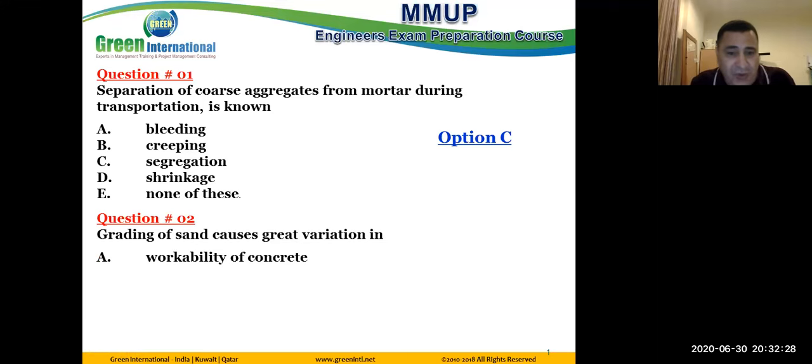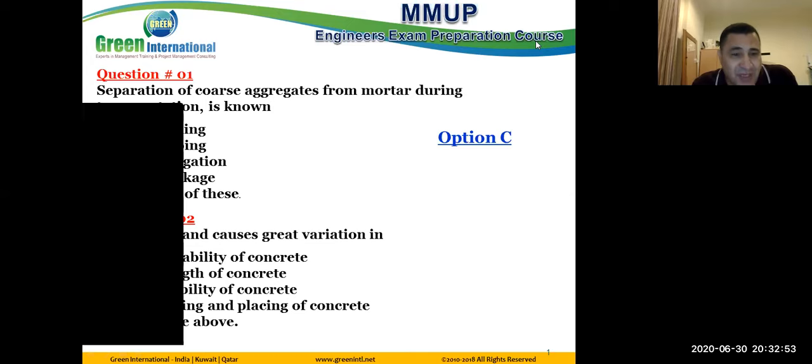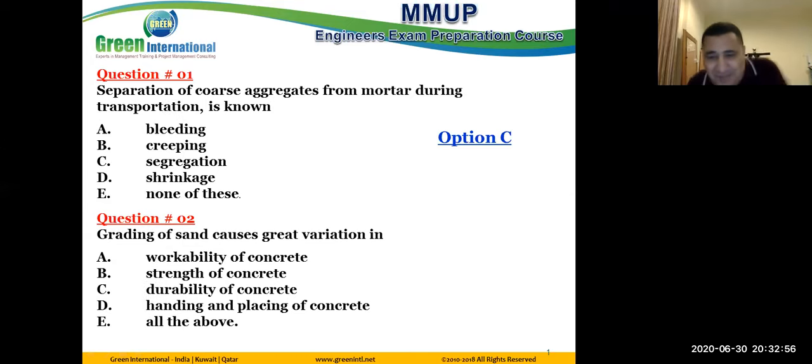Grading of sand causes grade variation in: workability, strength of concrete, durability, handling, all above. A, B, C, D, E. Okay, very good. It seems all of you are correct. All above. Oh, wow. Fantastic. The answer is E. Right. Very good.